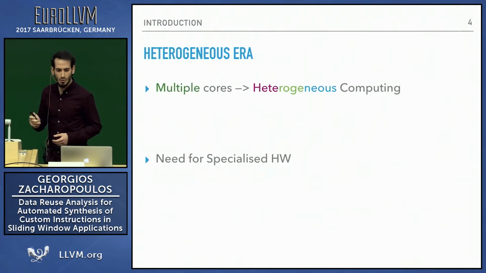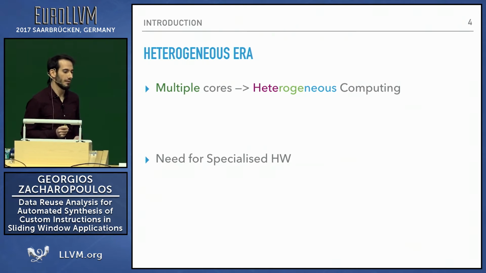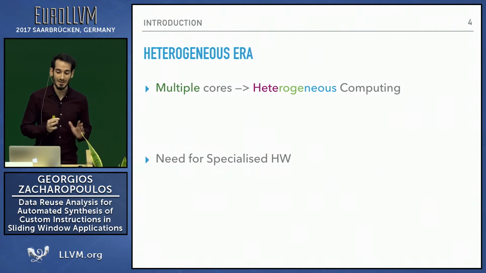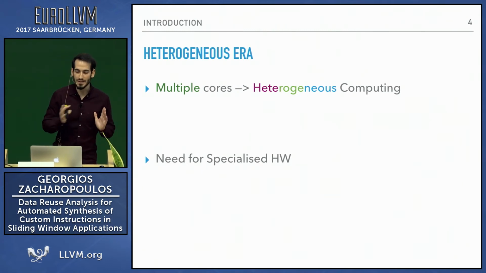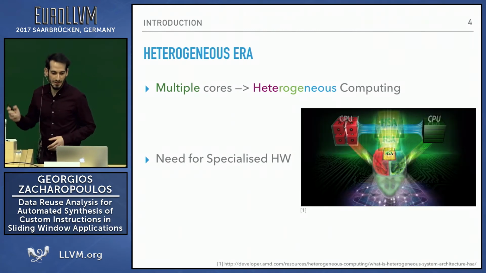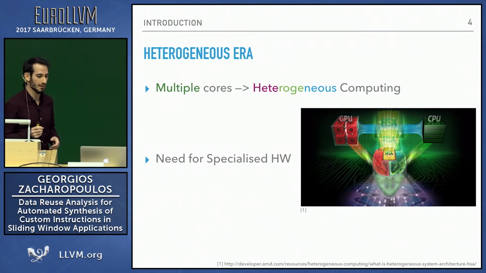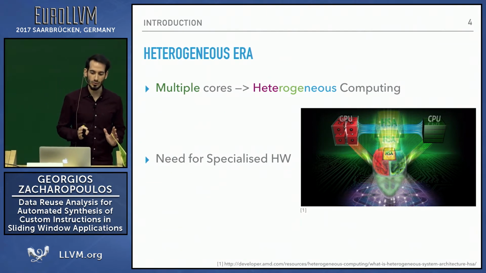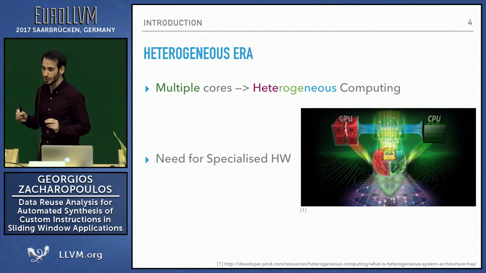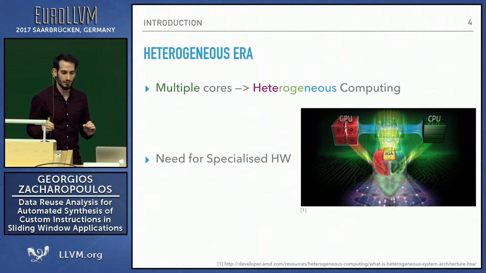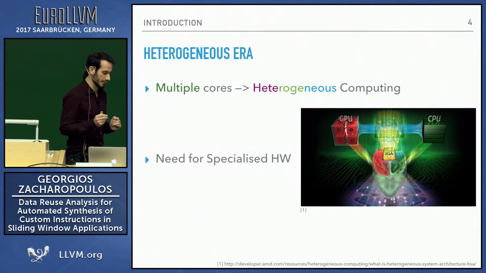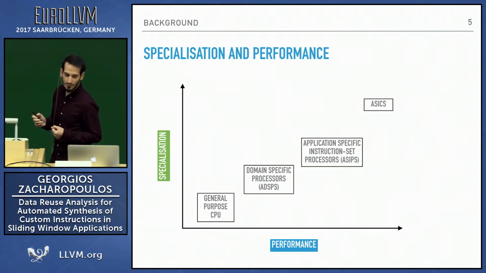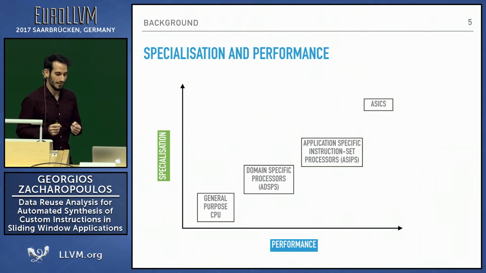So what do we do? We shift from the homogeneous era to the heterogeneous computing era. Instead of having multiple instances of the same CPU, now we have specialized hardware in the game, such as GPUs, which can really help accelerate certain kinds of applications. So we have specialized hardware in order to treat applications in a more appropriate way, to cater for their needs and thus increase performance.